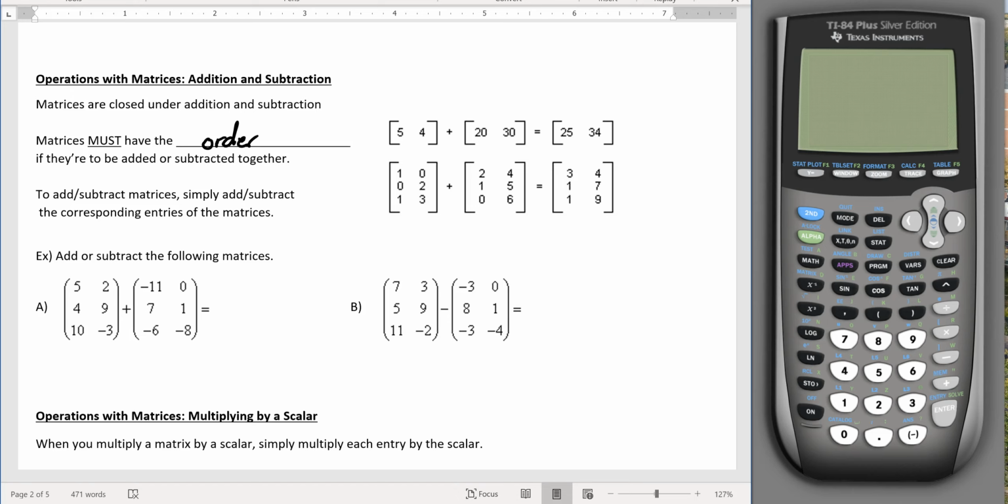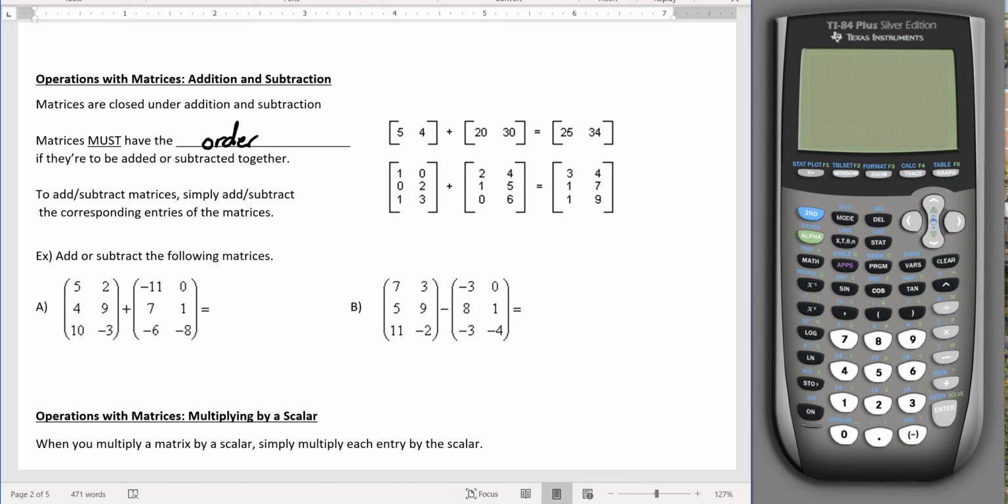To add or subtract matrices, all you need to do is add the values in the corresponding entries. So if I have these two matrices here, both of these have one row, two columns, so they're both 1 by 2. That allows me to add them together. I would add the first entry of each. 5 plus 20 would give me 25. 4 plus 30 gives me 34. That's how this works. If you look at this next one, the entry 1, 1 for both of these, 1 plus 2 gives me 3.